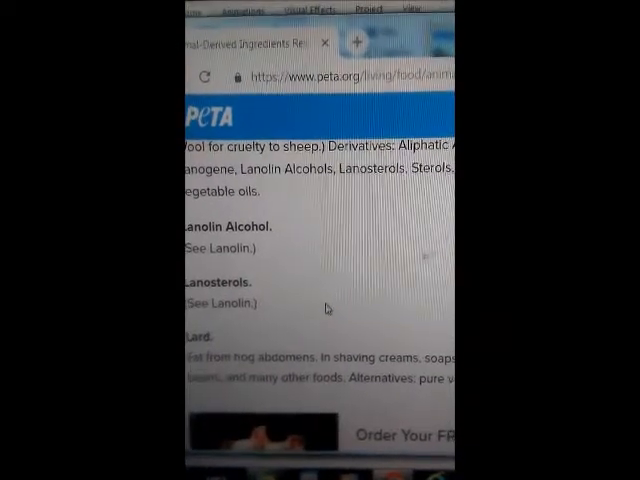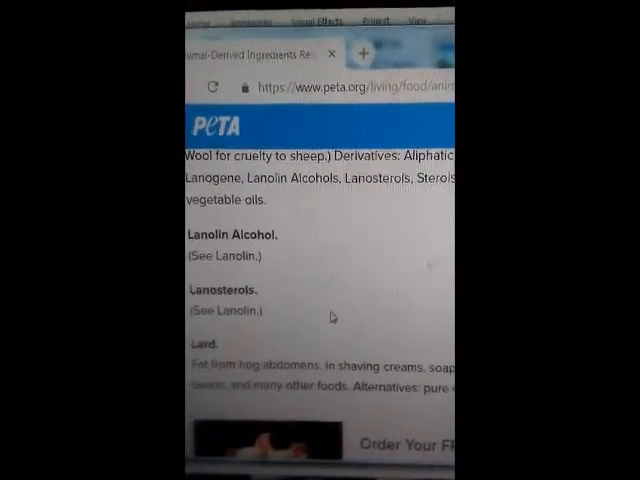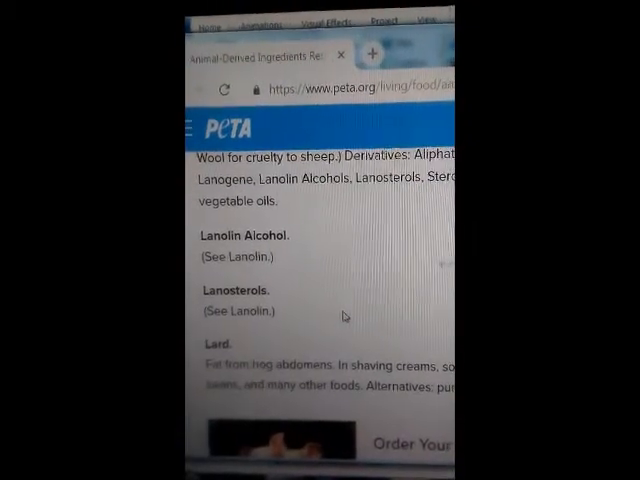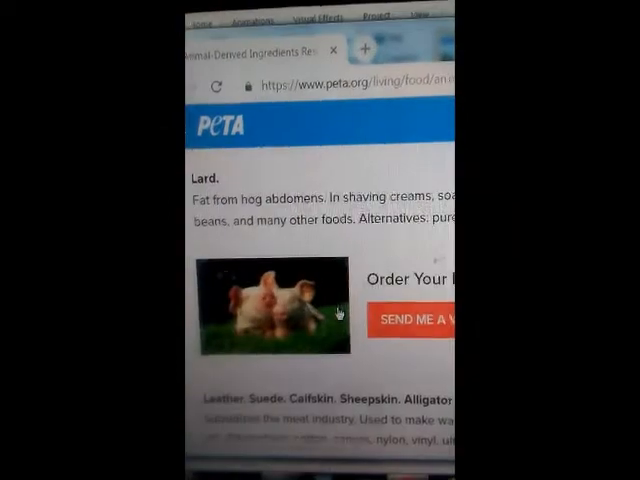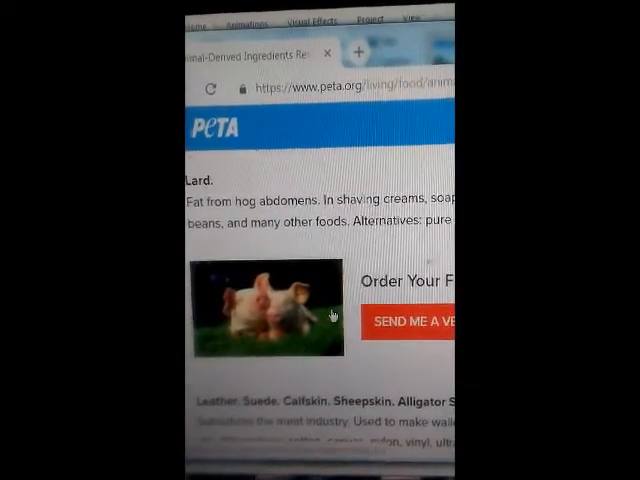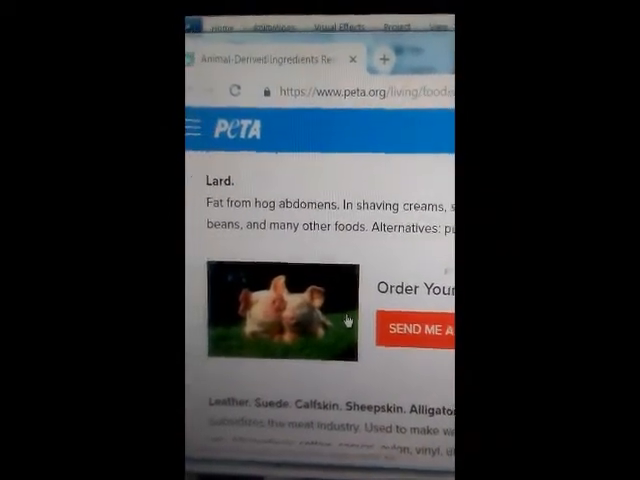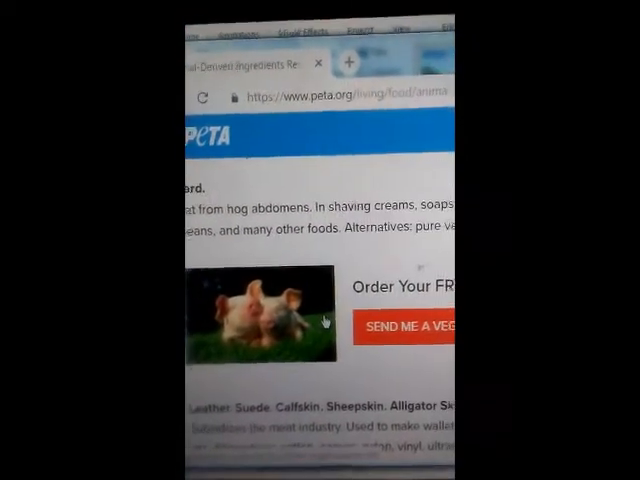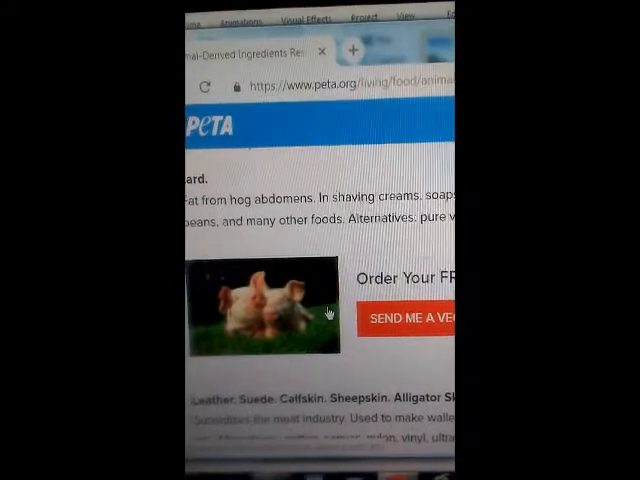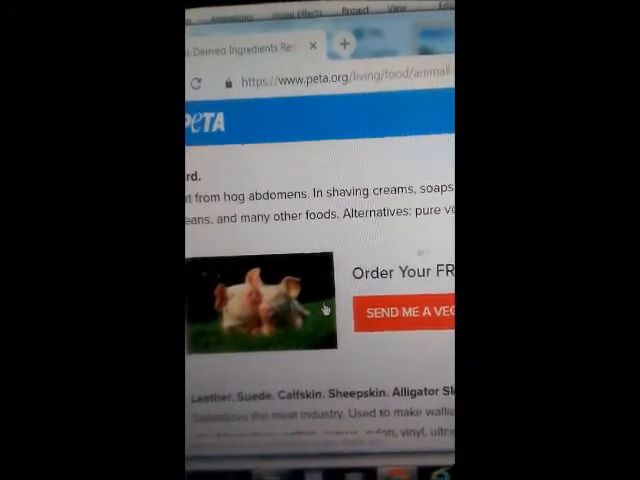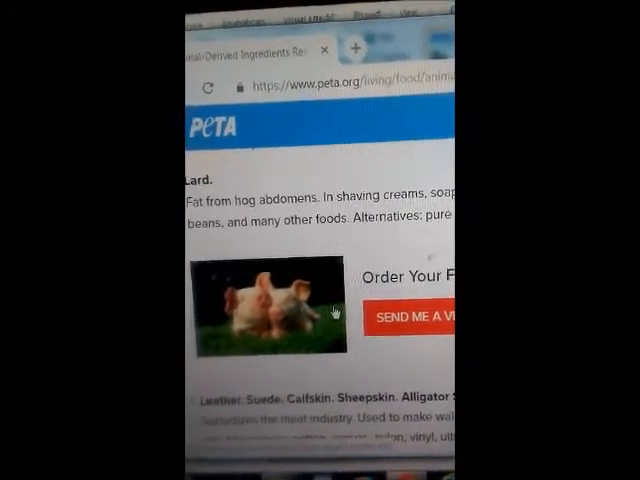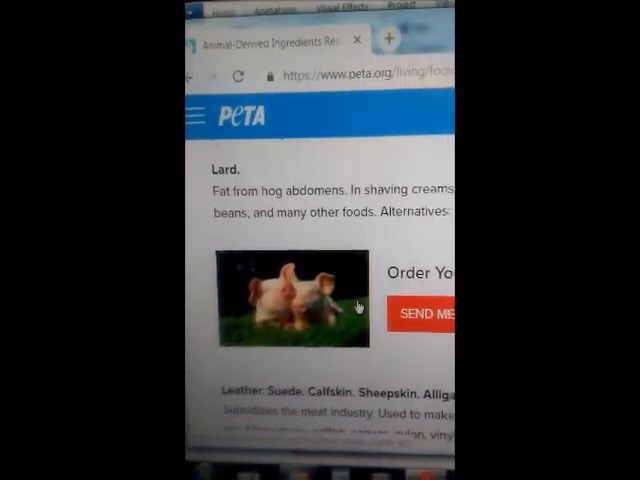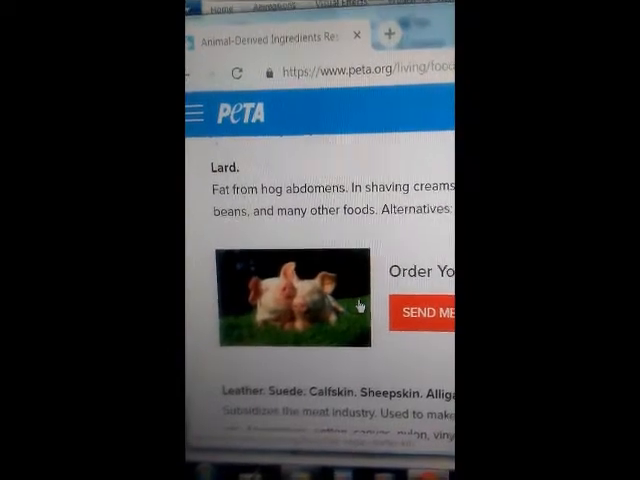Okay, so then there is lanolin alcohol, lanosterols, lanolin. There's lard. As we know, we used to love that Jiffy cornbread. It has the pork lard in it. Okay, so stay away from that if you haven't. And a lot of pie crusts and also pastries and stuff that you buy from Publix and Walmart and different places have lard, animal lard in it. Okay, we want to avoid the fat.